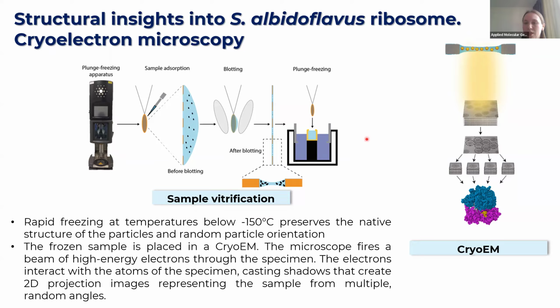Then the sample is bombarded with electrons to capture thousands of images of molecules, and it is done in a cryo-electron microscope. The electrons interact with the atoms of the specimen, casting shadows that create 2D projection images of the sample from multiple random angles. And thousands of images are aligned by specialized software, and in the end, we have the final 3D reconstructed cryo-EM density map.